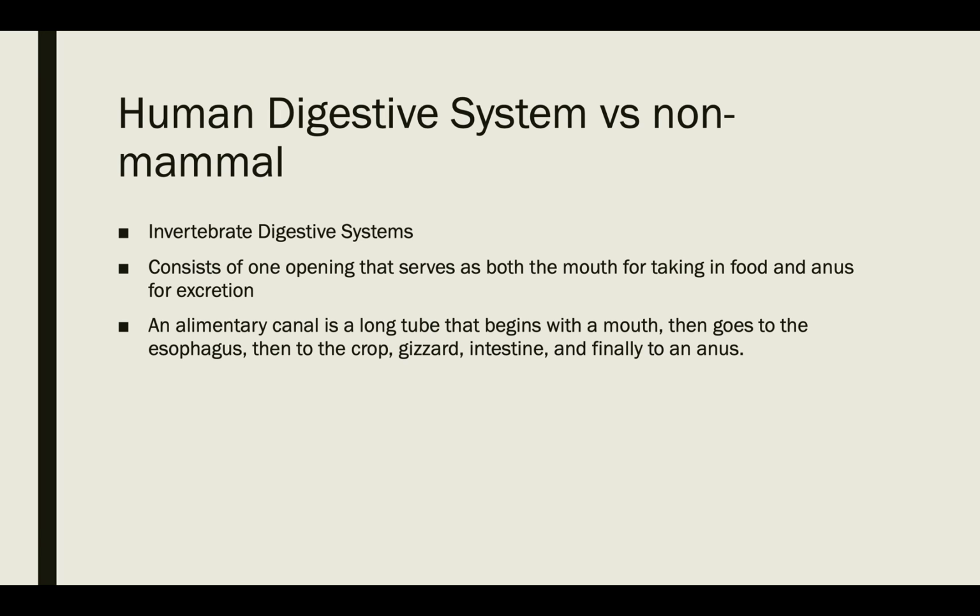So we see there's only a short digestive system here for them. The same as the mouth, esophagus, intestine, and anus, but the crop and gizzard we do not have. That is also used in the process of extracellular digestion. Most use extracellular digestion, but there are a few that use both extracellular and intracellular.